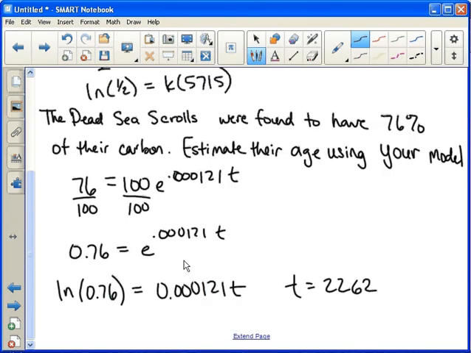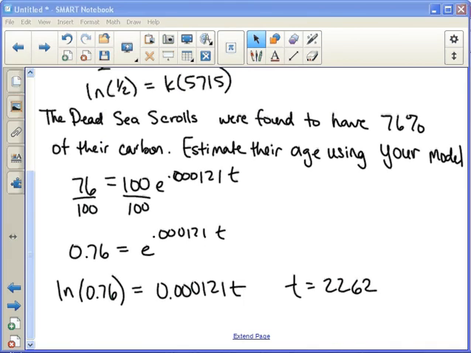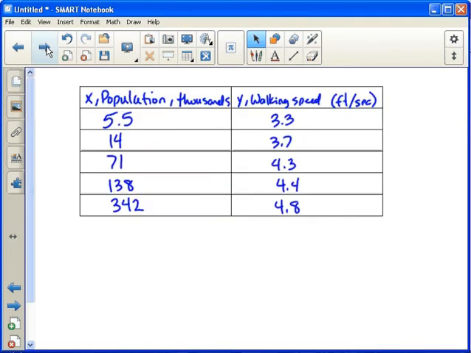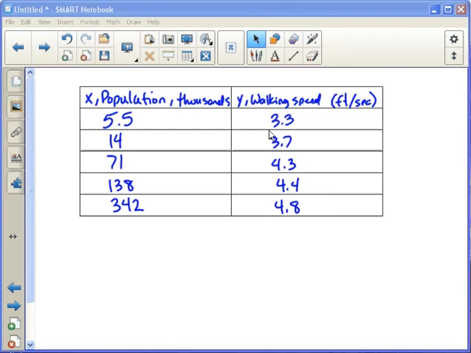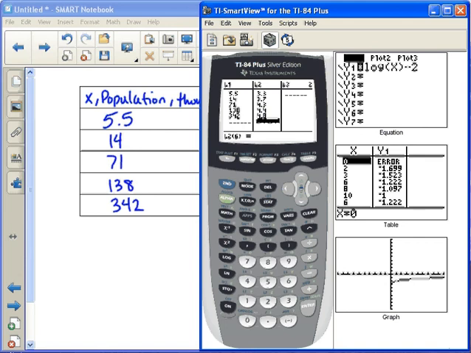Okay, the last thing we're going to do is learn to do some of these models in our calculator using regression. So let's look at this particular one. We will plug this in our calculator, and then we're going to decide, because our calculator has both the exponential regression and a logarithmic regression, which one would make the most sense. So we're going to take these 5 data points and plug them in our calculator. Now I've already done that, so you can see they're here in my stat plot, 5.5, 14, 71, and so on. And I have the y values in the L2 plot.